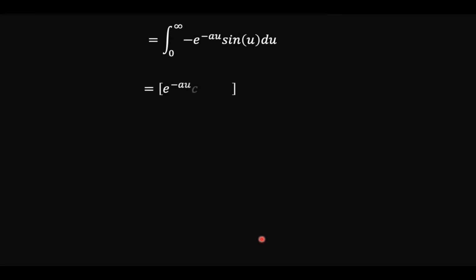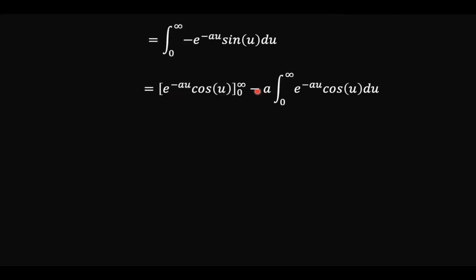So the first term there is e to the power negative au. We take this as a product of u and dv. With dv, we consider negative sine u as our dv, such that v is cosine u, because when you differentiate cosine u, you get negative sine u. And then u is e to the power negative au. So the product uv is e to the power negative au cosine u with limits 0 and infinity, minus the integral of v du.